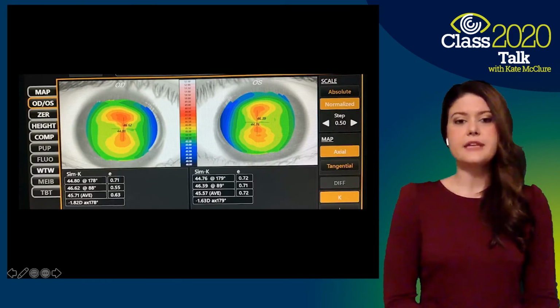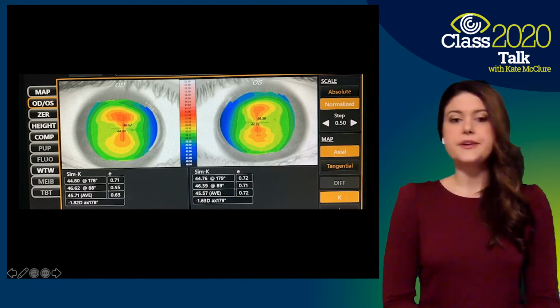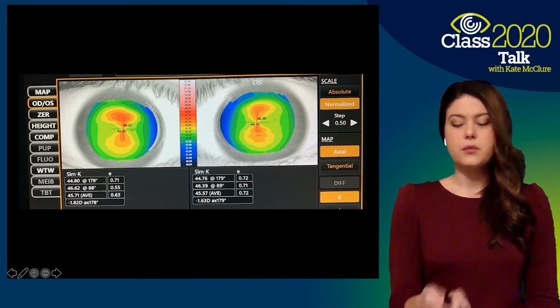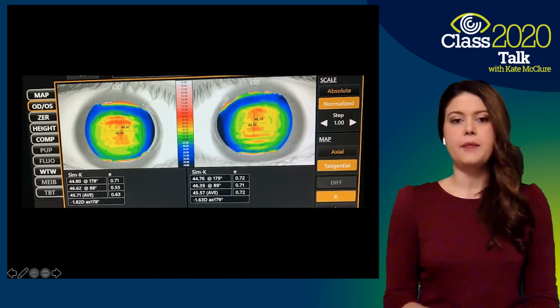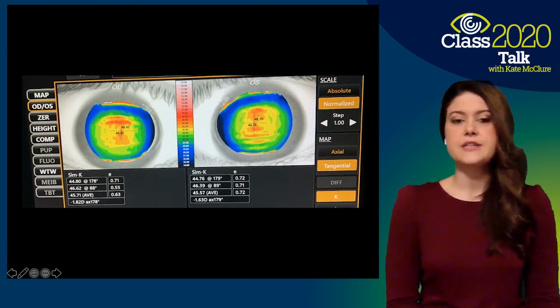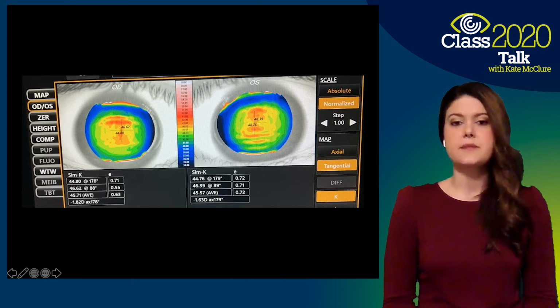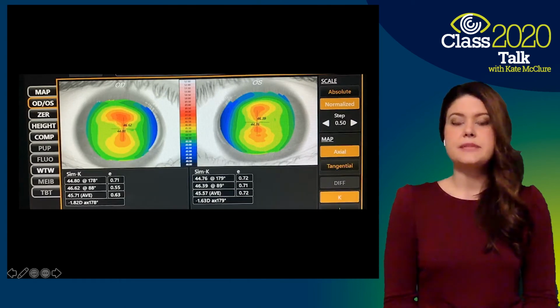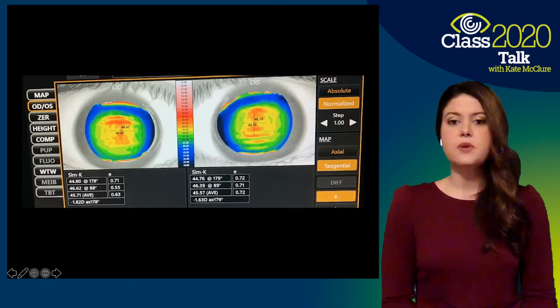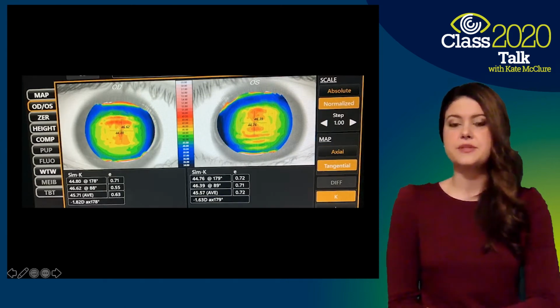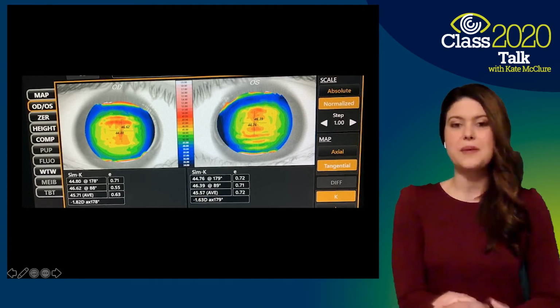Looking at the topography here, we can see regular with the rule astigmatism. Here's our axial map, and then our tangential map. What's interesting is that the astigmatism is fairly well contained to the central portion of the cornea. I like to call this apical astigmatism. So it doesn't really look limbus to limbus, it's more contained centrally. That's of note in the treatment that we decide to pursue, so I'll talk about that more in just a moment.